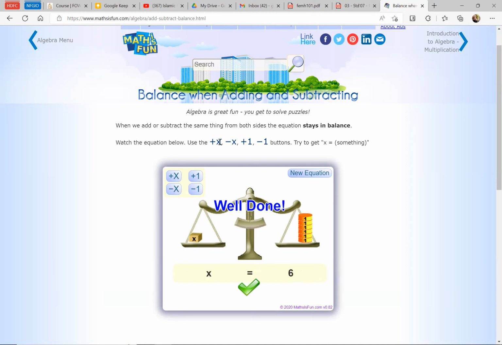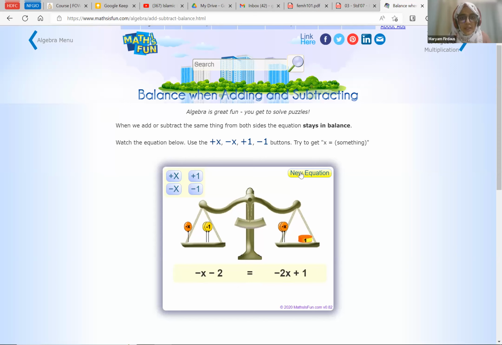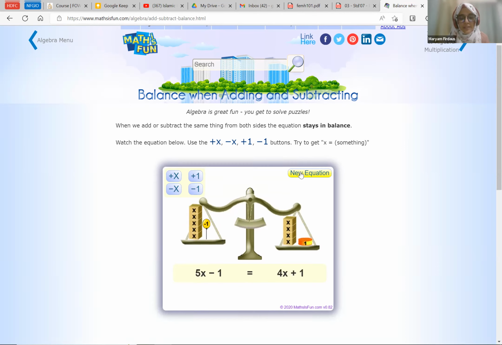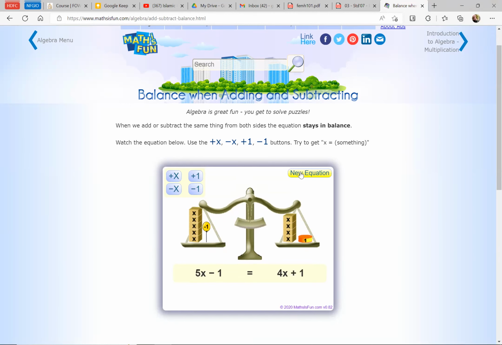Yeah? Okay. So let's do one more equation and then we will go forward with how to actually solve an equation. Or let me just choose a new one. We've already done this, right? Fine, let's do this. What can we do in this? We can remove the 1. So should I do plus 1 or minus 1 on both sides? Minus 1. Okay, I'll do minus 1. Then?